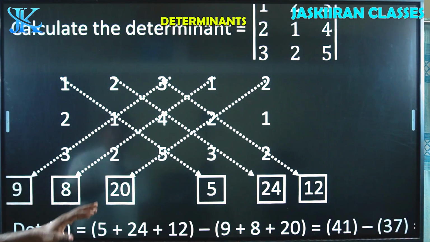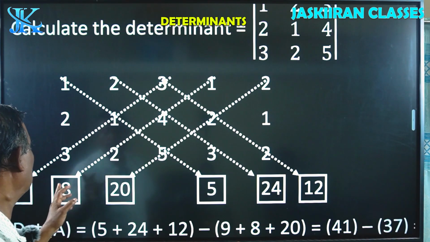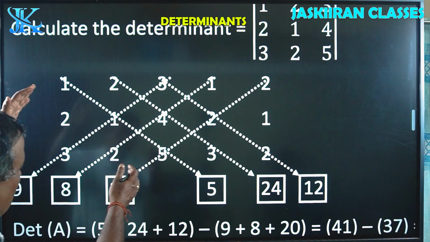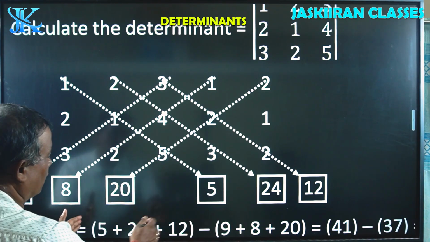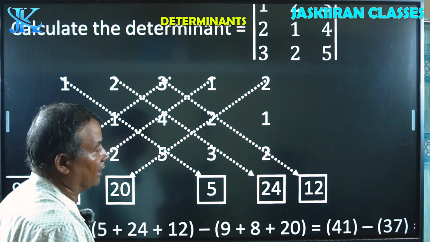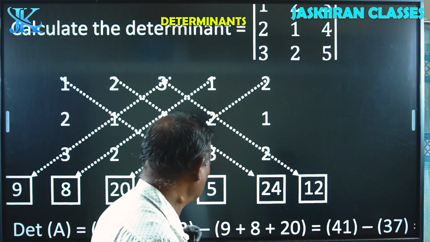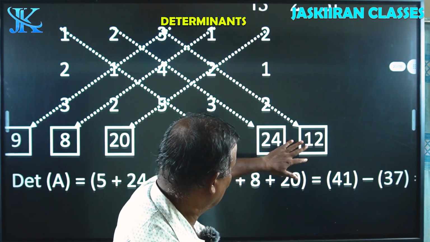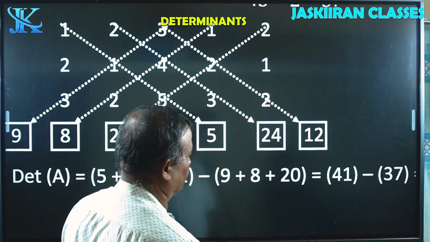Then upward is 3, 1 and 6, so we get 18. Then 2, 4 into 1 we get 8. Then 5 into 2 into 2 equals 20. So now the downward is positive and upward are all negative. Taking the bracket, all are positive and then all are negative. Adding 5, 24 and 12, we get 41, then minus, then 18, 8 and 20 is equal to 37. Then we get the result 41 minus 37.